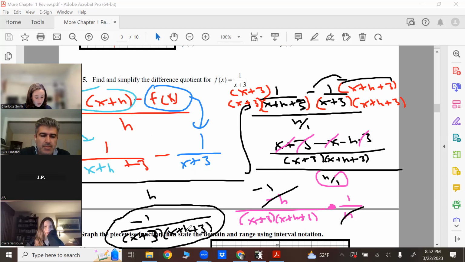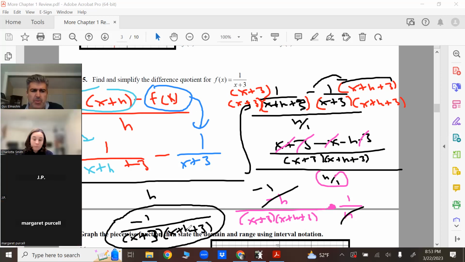Mr. E, do we need to simplify the bottom ever? Oh, I mean the FOIL? No. That's a waste of time. Don't do that.